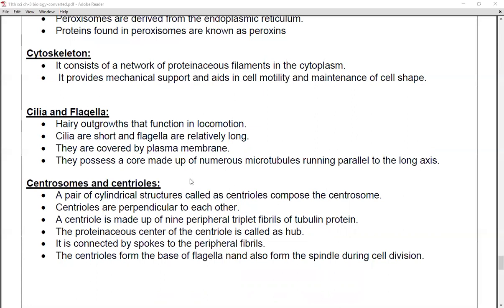Now, these two are covered by a plasma membrane. There is a membrane known as the plasma membrane around the cilia as well as the flagella. And these two possess a core made up of numerous microtubules running parallel to the long axis. So in the cilia and the flagella, the core is made up of many small microtubules, and all the microtubules run parallel to the long axis, that means they are present in a parallel manner. So this is all about the cilia and the flagella.